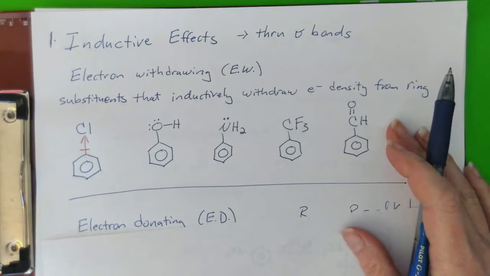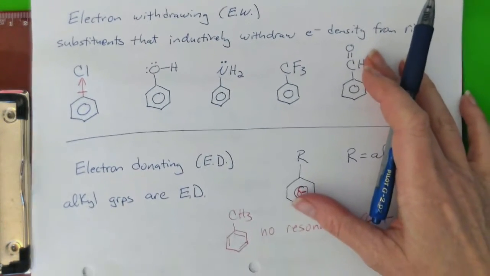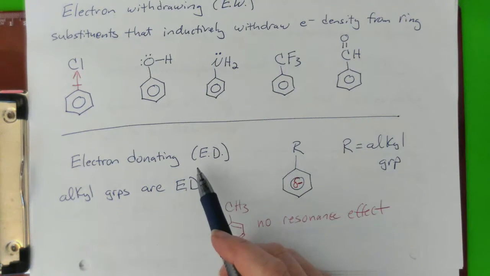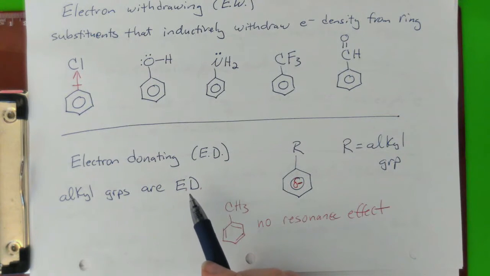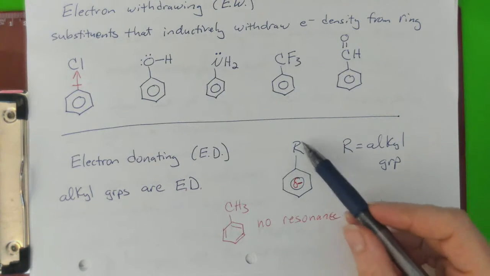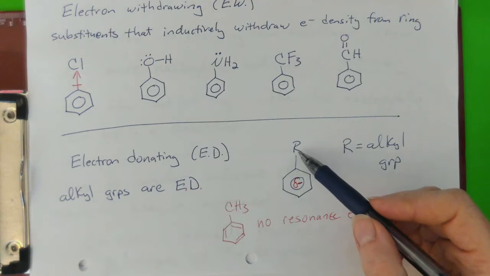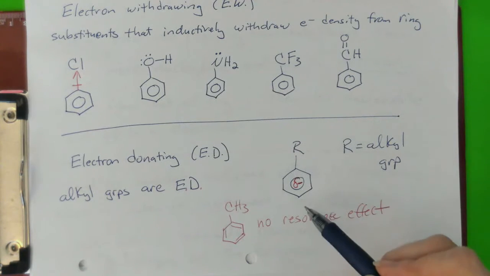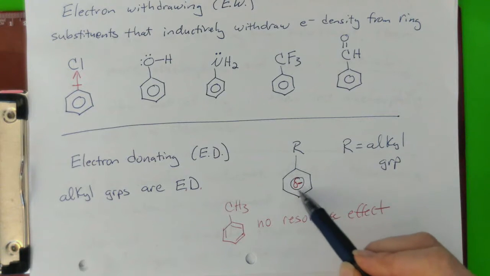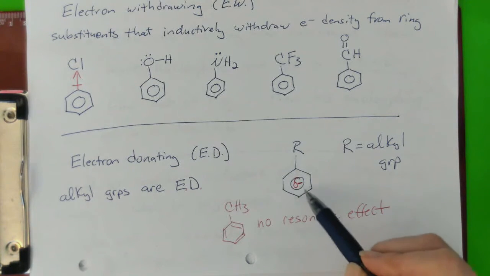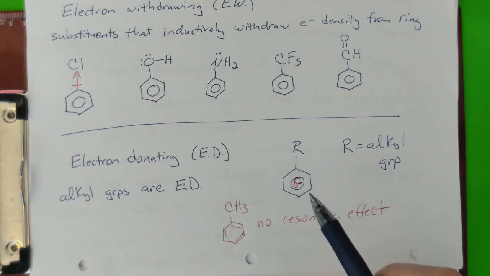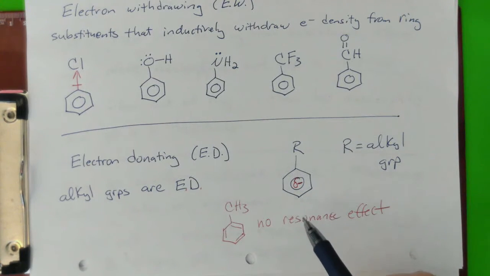What can be electron donating? Well, an alkyl group is going to be electron donating, okay, via induction. So if you have something like a methyl group, like if this was toluene, that is going to inductively push electron density into the ring, making this more electron rich, and then a better nucleophile. Okay. Now let's take a look at resonance effects.